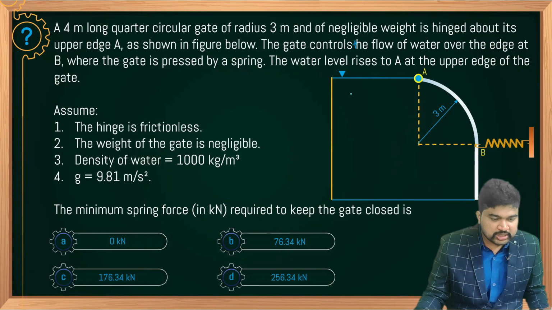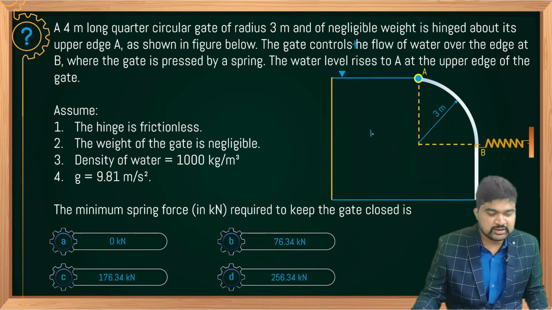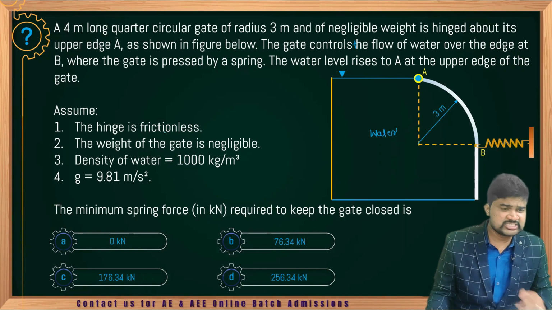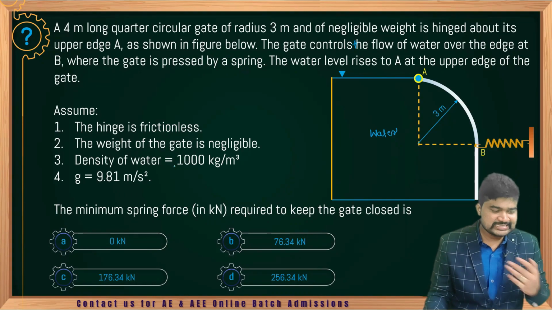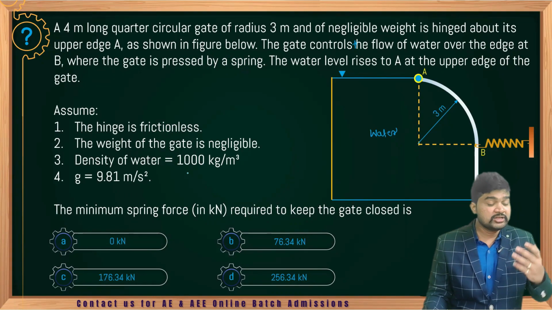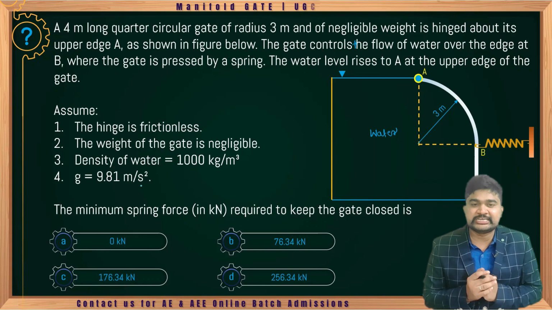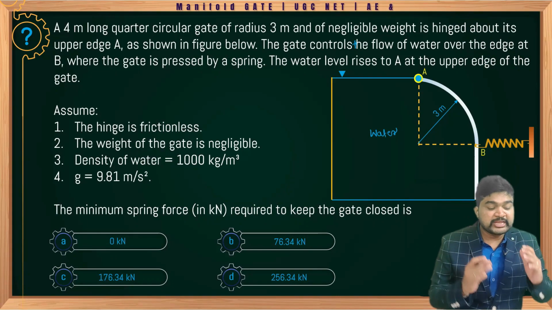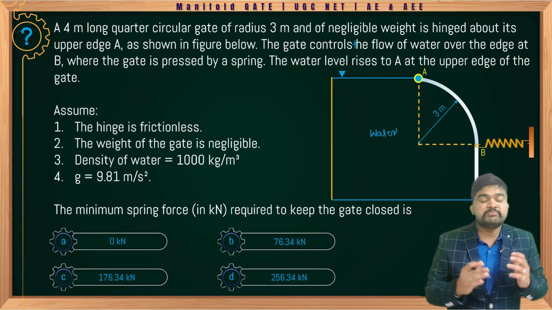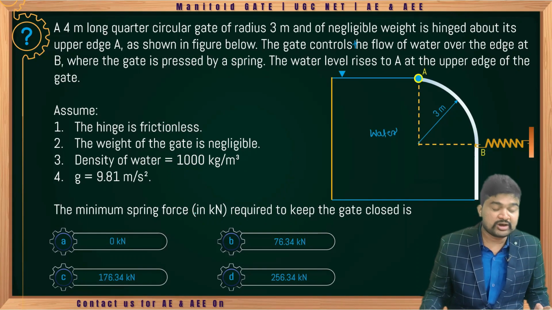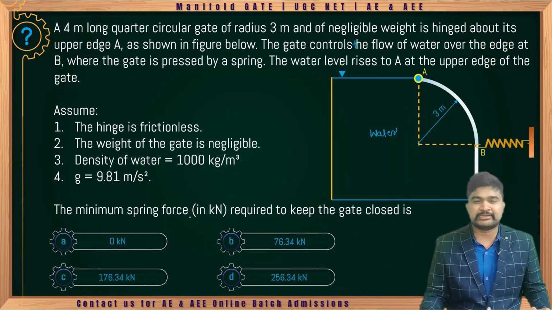This is the water present here. Now, we need to assume the hinge is frictionless, weight of the gate is negligible, density of water 1000 kg per meter cube, g equal to 9.81 meter per second square. Finally, we need to determine the minimum spring force required to keep the gate closed.